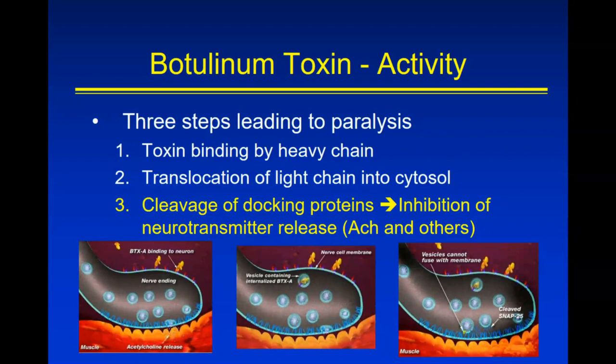Now, I'm saying neurotransmitters. We talk about acetylcholine. We know that when acetylcholine comes out at the neuromuscular junction, it binds to the muscle and bladder contraction occurs. It's actually much more involved than just acetylcholine. There are other neurotransmitters that are involved. It's much more than just blocking acetylcholine, but this is how botulinum toxin works.